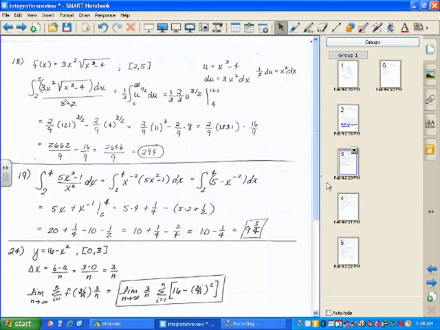18 was an average value. Is anybody confused about what they mean by average value, what you're supposed to do other than just take the regular integral? It's dividing by the difference of the limits of integration. Otherwise, it's a regular integral. Yep, that's dividing by the difference of the limits of integration.